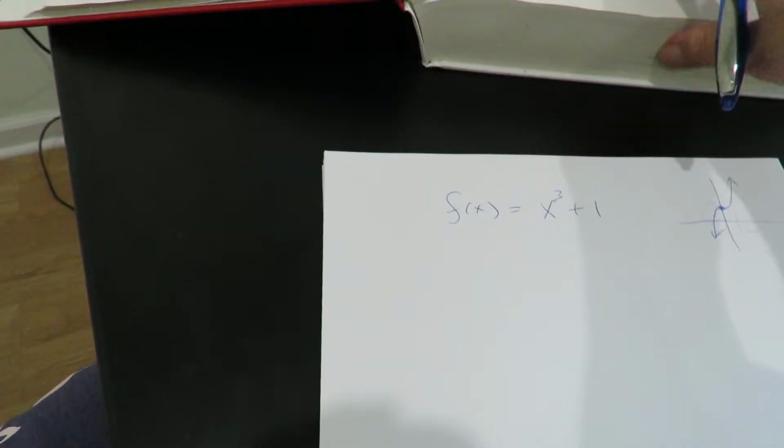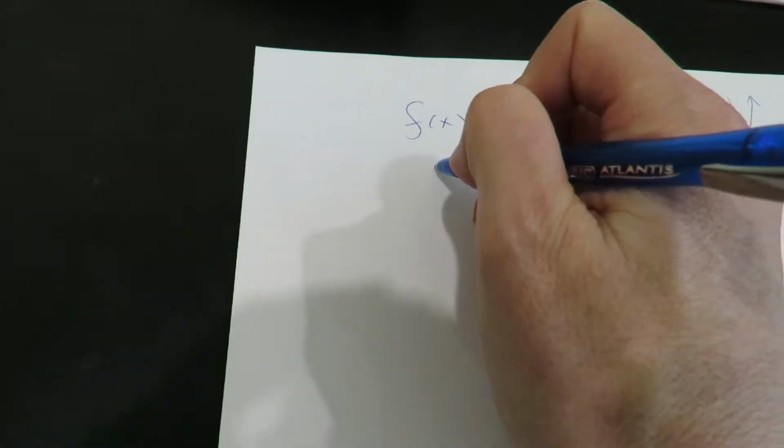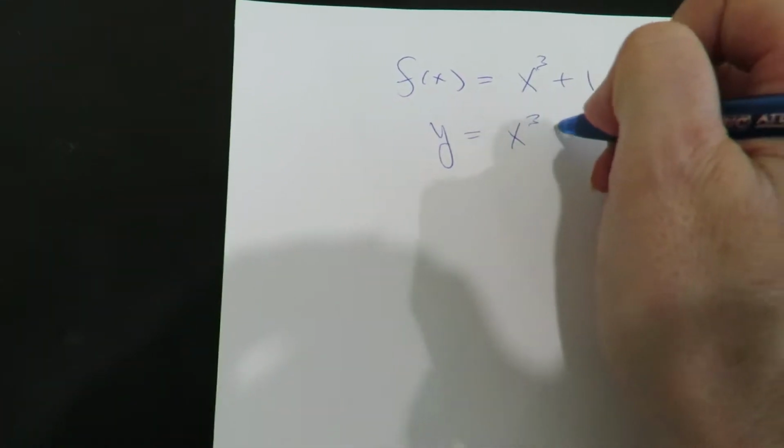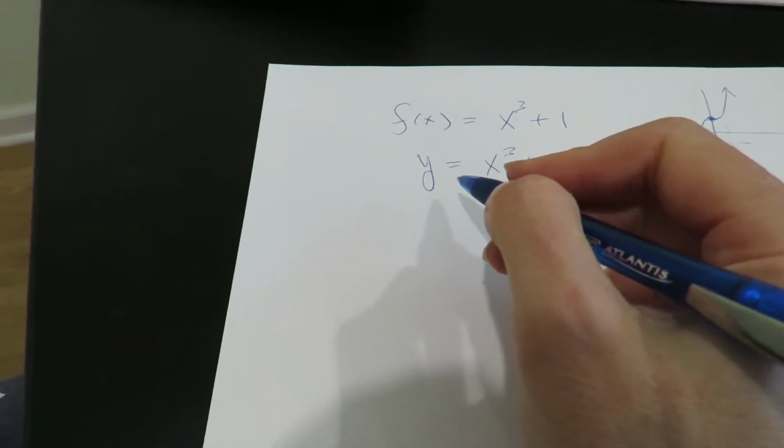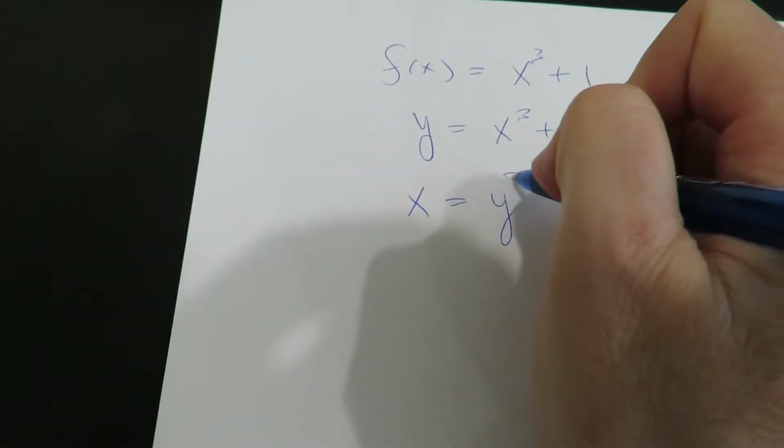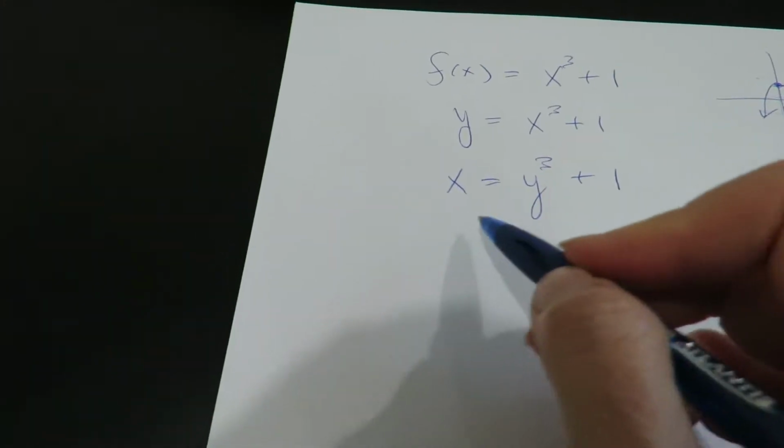So let's go through the steps again. So remember, first what you want to do is replace f with y. Okay, then, which is the most important step, is next. You want to swap x and y. This is the most important step right here. You're swapping x and y.